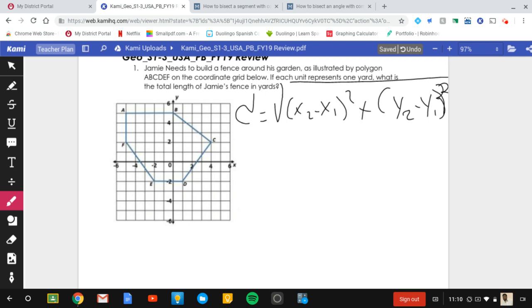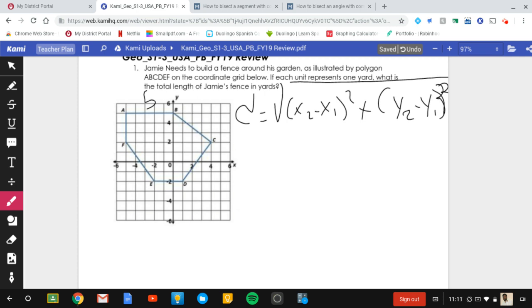But lucky for you guys, you don't have to use the distance formula that many times, because notice we have a few lines that are just horizontal or vertical, so we can just add up those by counting the boxes. If you're looking for the distance from A to B, it's 5 boxes between A and B, so the distance would be 5.